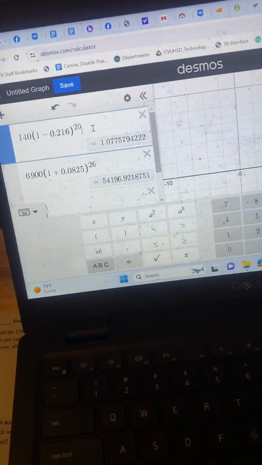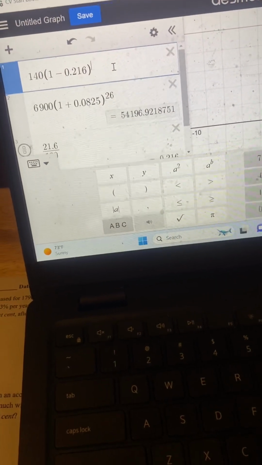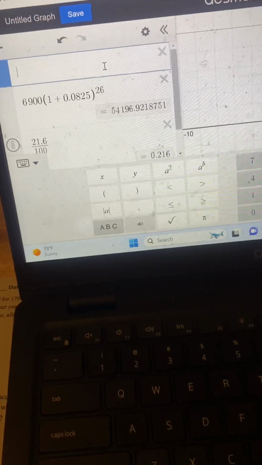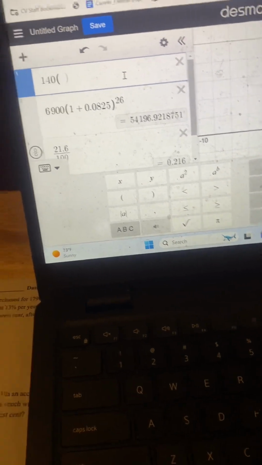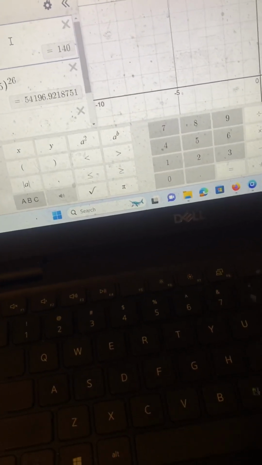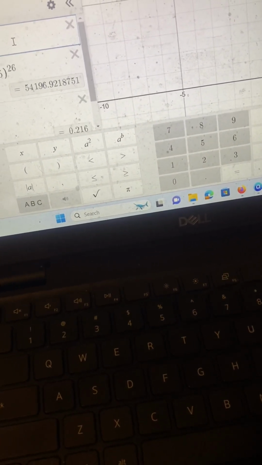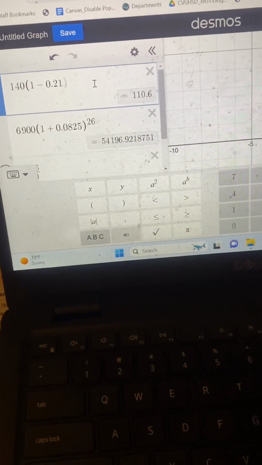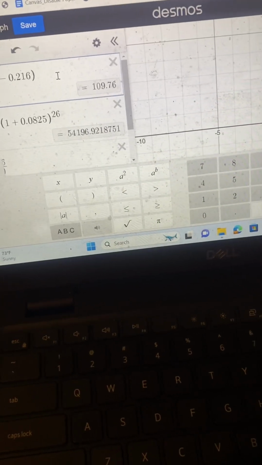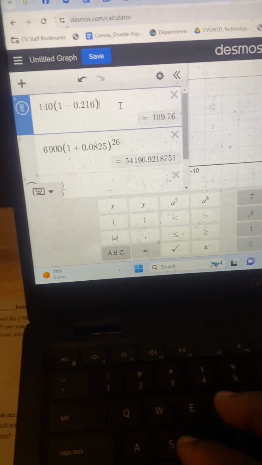Notice how I subtracted it, but you don't necessarily need to do that for the answer. So what you need to do for the answer is this. I'm going to redo this on Desmos here. All right, check this out. I'm going to put the 140 that you wrote down first. Put the 1, because you're always subtracting from 100. The decay is minus. Put the 0.216 in that we got from changing the percentage to a decimal.